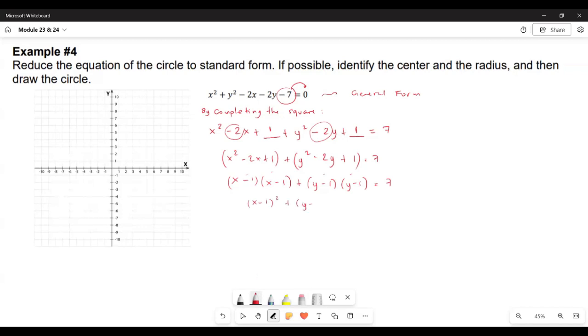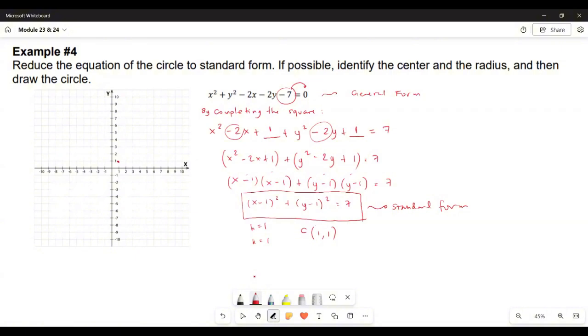Plus (y minus 1) squared is equal to 7. And this part is, di ba, yan na yung ating standard form. Okay? So since meron na tayong standard form of the equation of the circle, pwede na nating makuha yung center and then yung radius. So by formula kanina, itong 1 na to, yan yung ating h. And then yung 1 sa kabila, yan yung ating k. Therefore, ang ating center (1, 1). Okay? So dito magpo-fall ang ating center ng given circle.